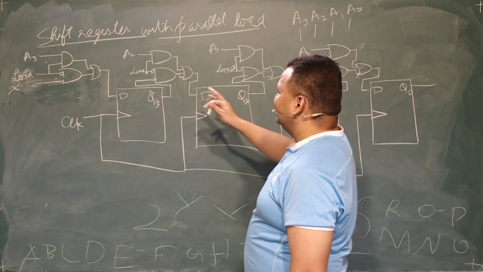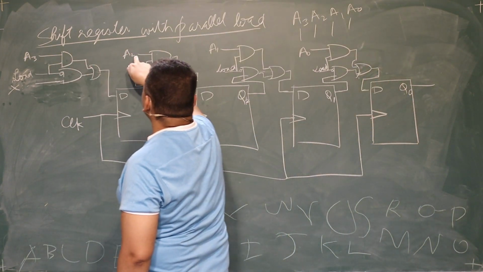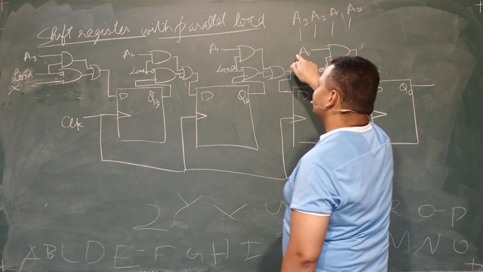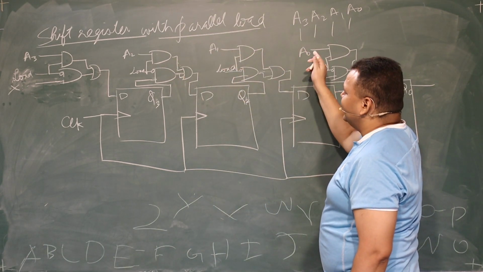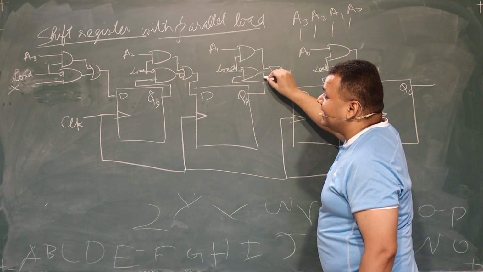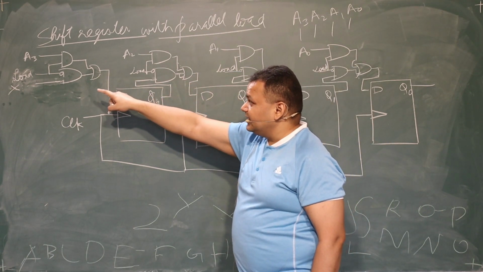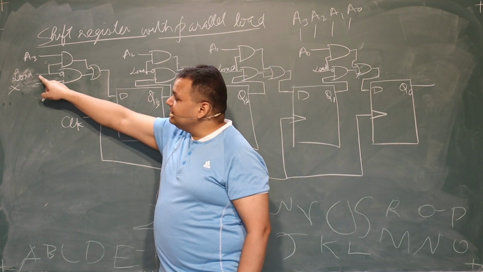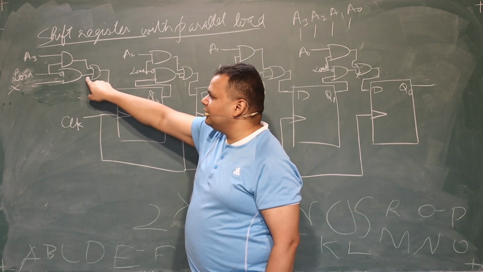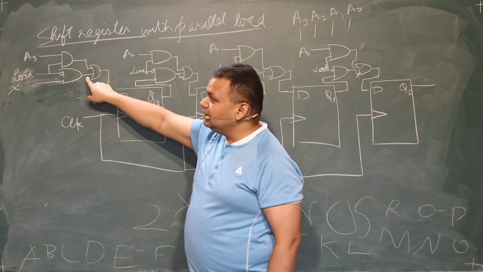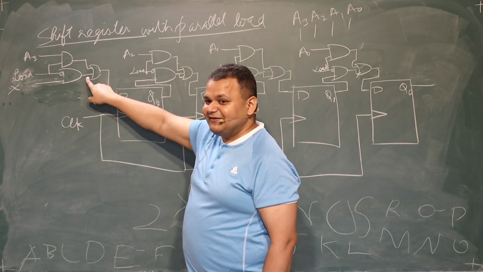Again, the basic principle is that when load is 1, each of these is going to be operational, A3, A2, A1, A0, and that will go to your OR gate. The other input of the OR gate is going to be what? When the load is 1, then what is the other input to the OR gate going to be? When load is 1, it is definitely going to be 0.